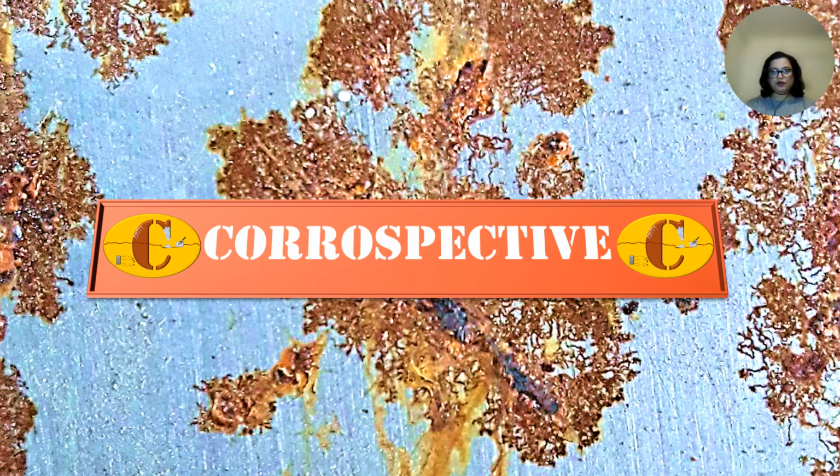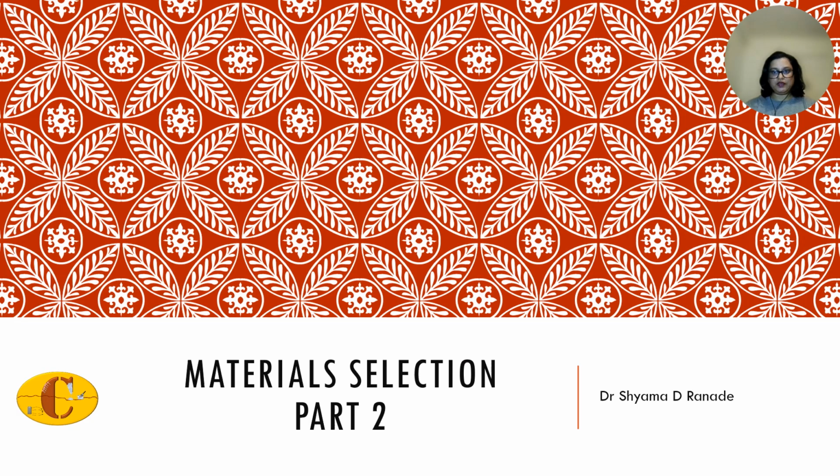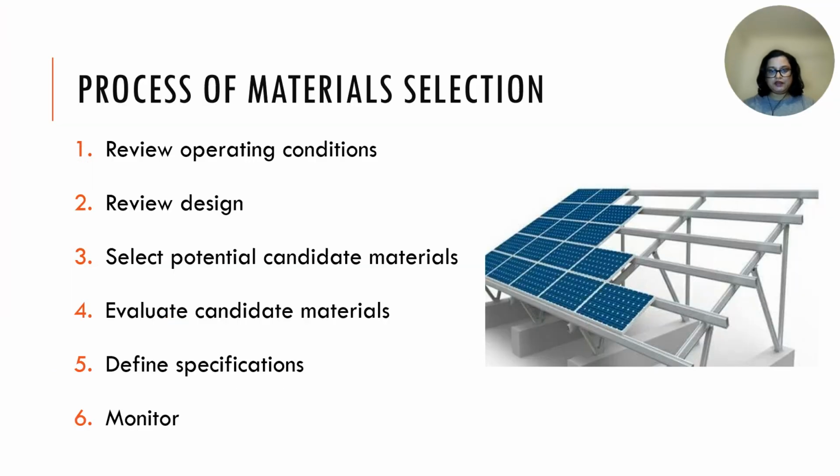I will continue from the topic that I started last time, which is material selection. In this video, we will talk about the process of material selection. So, let's take an example for easy understanding. The example is the solar panel, and we want to select the steel for the structure.